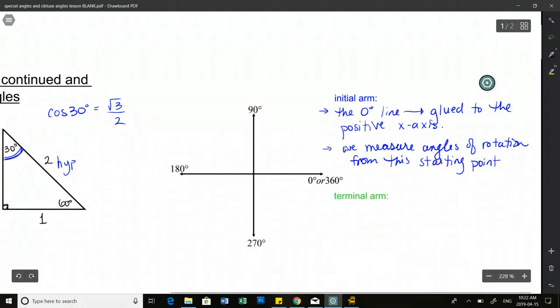Okay, so this right here, that's my initial arm. It's always going to be there. It's always the 0 degree line. So this right here we can call the initial arm. That's where we're going to start measuring angles from.